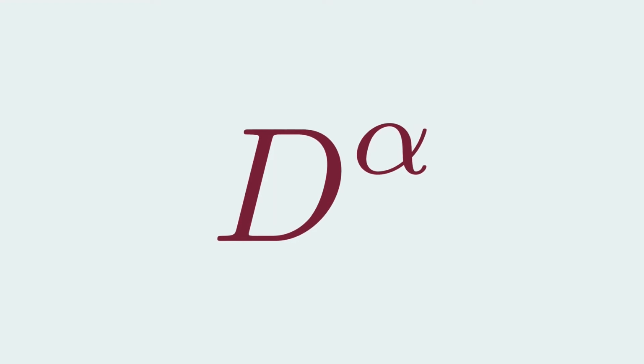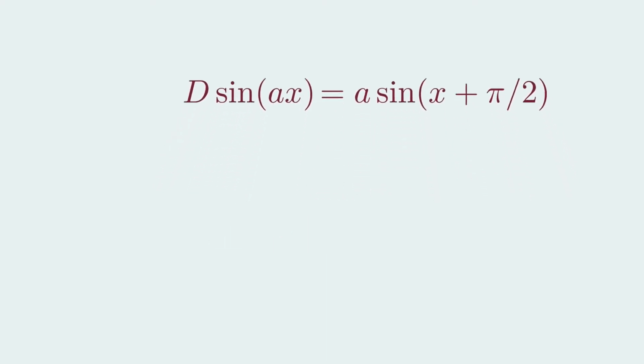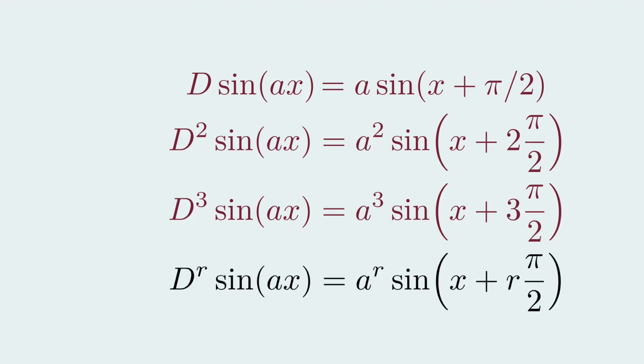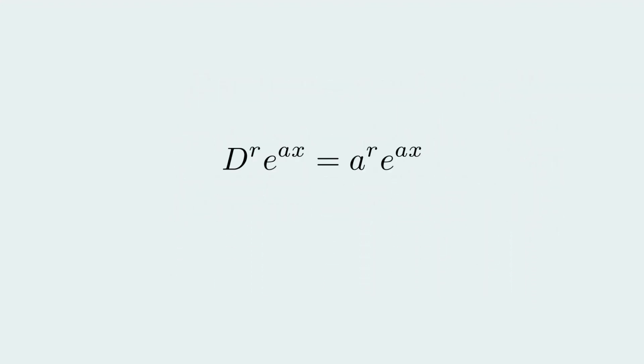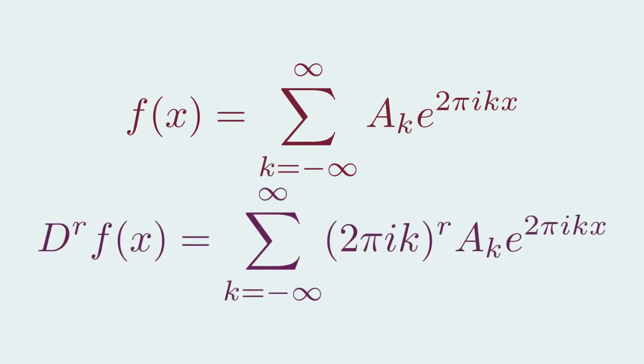There are several ways to define the fractional derivative. Here we will look at two simple approaches. One way, look at how derivatives affect sines and cosines, or exponential functions. It's obvious how to generalize n from an integer to any real number r, or even to complex numbers. Any function that can be described as a sum of exponentials, sines or cosines, can be fractionally differentiated using this definition.